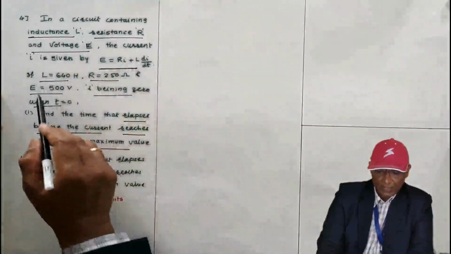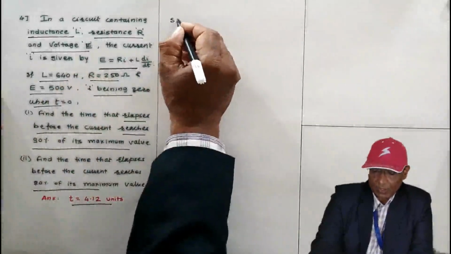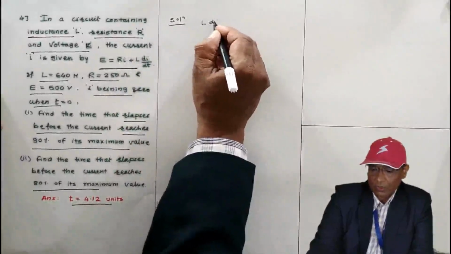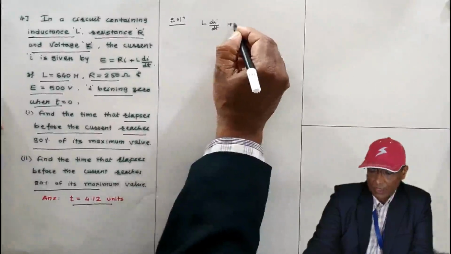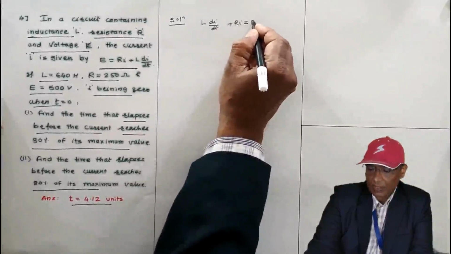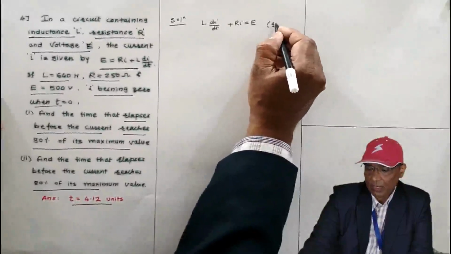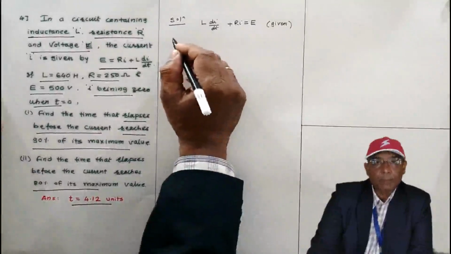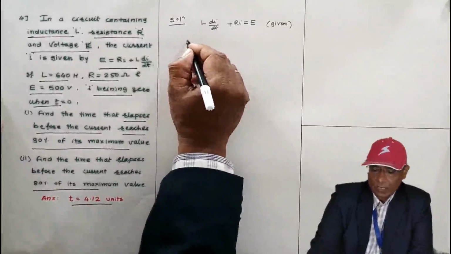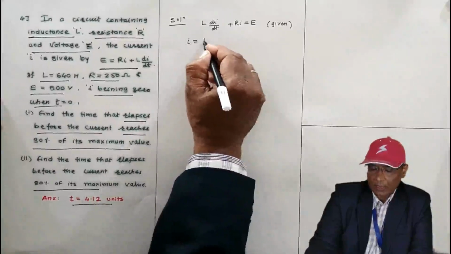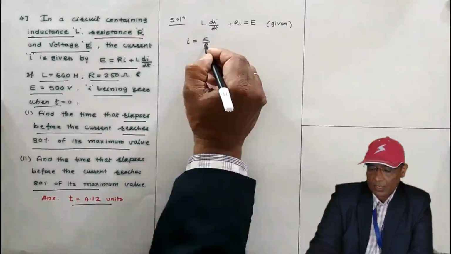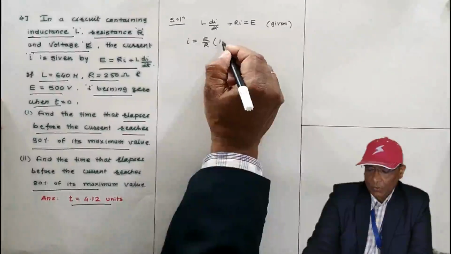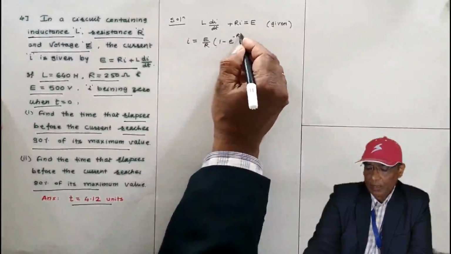See, from this given information, what is given to you? This is given to you. If it is not given, the differential equation we have to write from our side. Then by previous calculations, I is equal to, directly writing. Once again I repeat, in the examination you have to show how this has come. 1 minus e to the power minus RT by L.